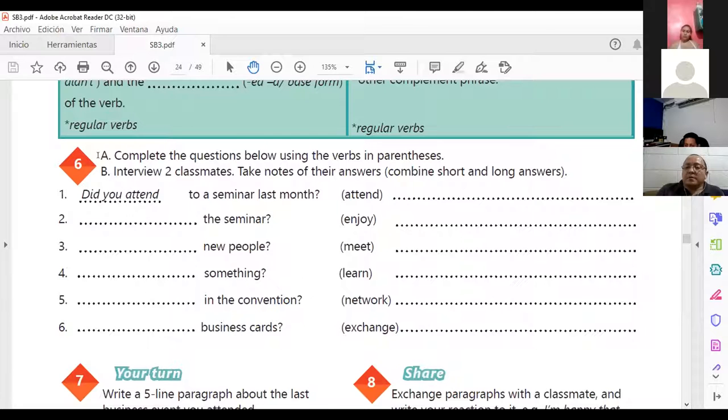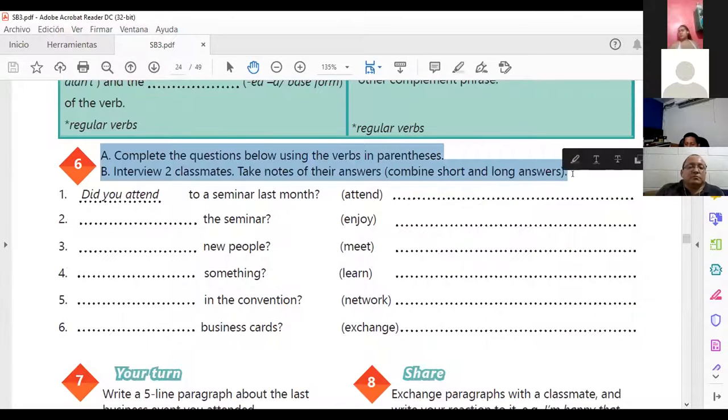Hilmar, help me reading this, please, about what we're going to do. Complete the question below using the words in parentheses. Okay, in parentheses. Continue. Be interviewed, a classmate takes note of the answer. Okay. Combine short and long answer. Okay, very good. What we're going to do that is in the next exercise. Eso lo vamos a hacer en el próximo ejercicio.